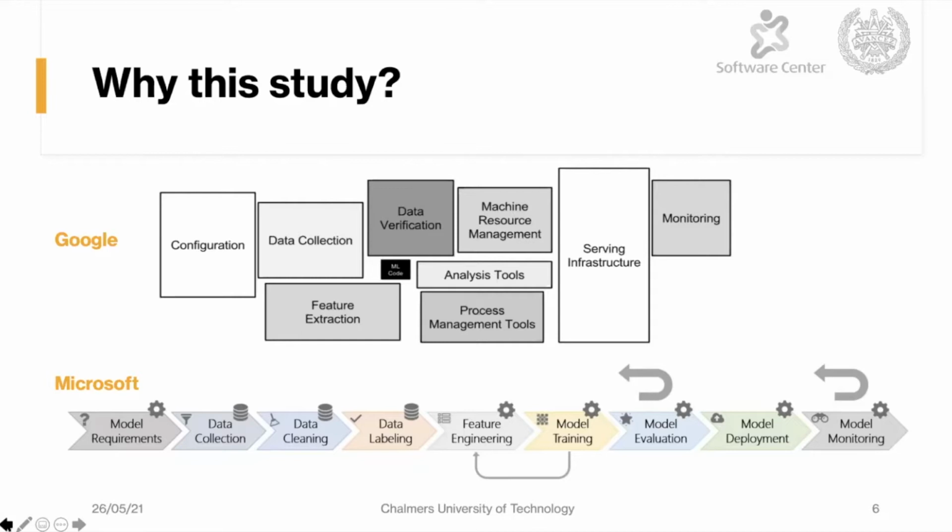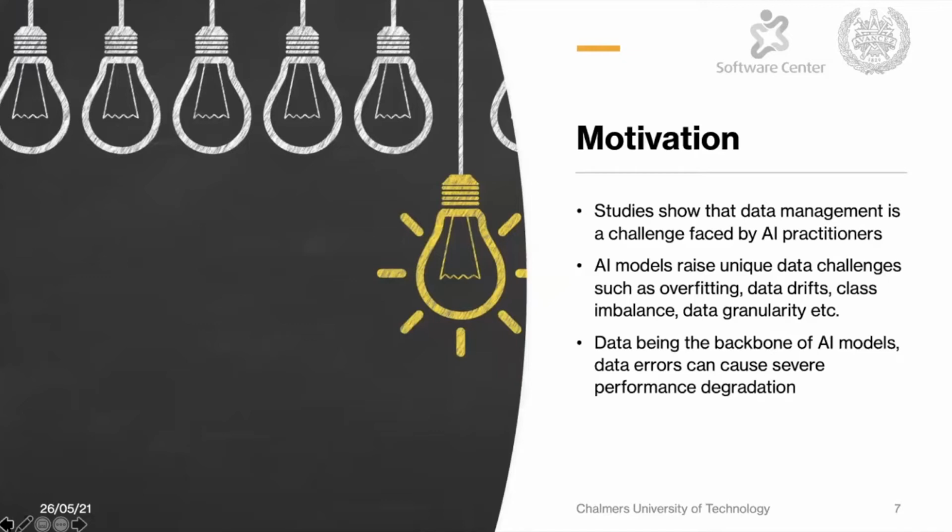Moreover, the pictures that you see now on the screen are from 2 papers, one published by Google and the other from Microsoft. In both, you can see that the data collection, data verification, data cleaning, and data labeling have got a significant importance. And they come at a very early stage of the data pipeline or the framework, which indicates that data has a strong impact on the development of machine learning and AI models in general.